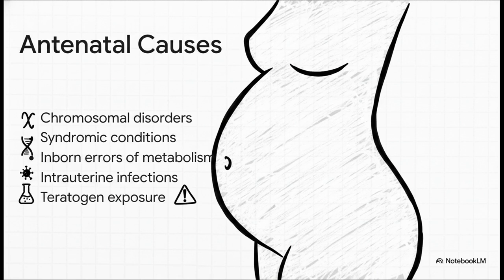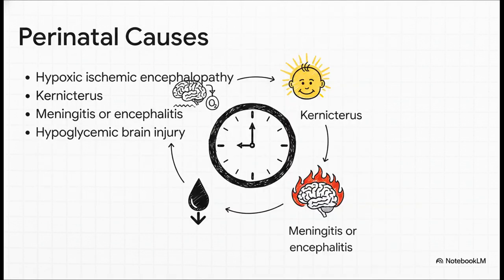of metabolism. We also have to think about infections that the mother might have had during pregnancy, the classic TORCH infections. And of course, exposure to teratogens, substances like certain drugs or alcohol that can harm the developing fetus. Next up, perinatal causes. These are things that happen right around the time of birth.